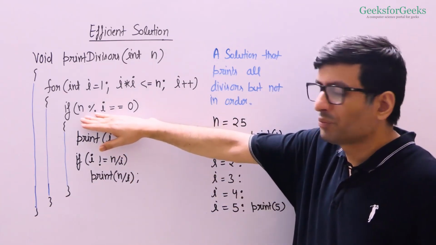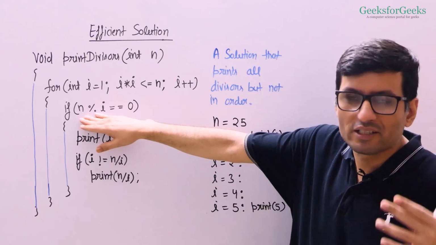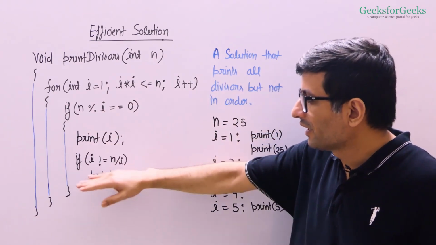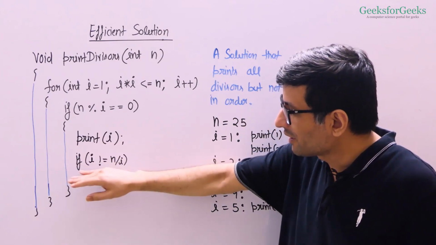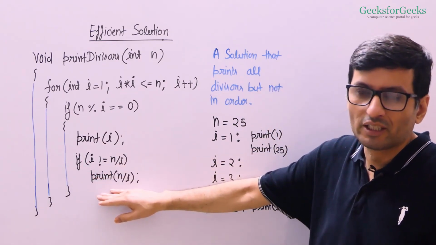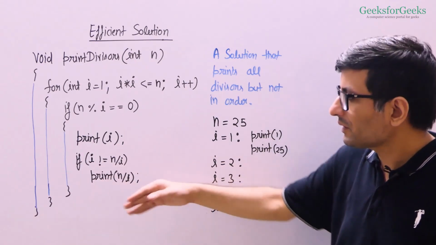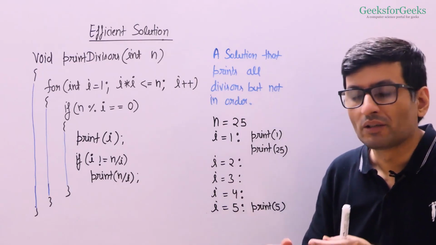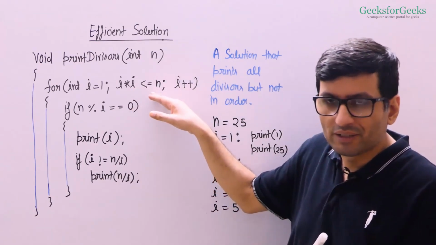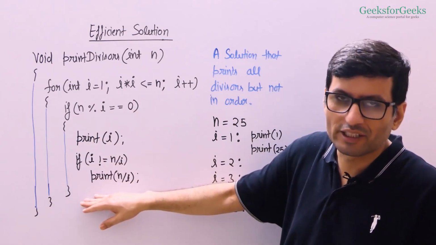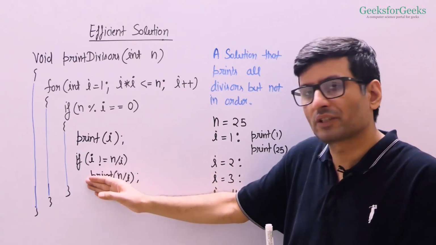And for every I, we check if n is divisible by I. If n is divisible by I, then we print I. And we have this condition which says that if I is not equal to n by I, then only print n by I. So what does this condition mean? See, in case of perfect squares like 25, what will happen? When I becomes 5, you will print 5, but you don't want to print 5 two times, right? So for those cases, we have this if condition.